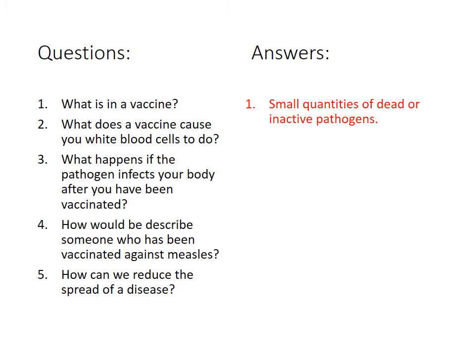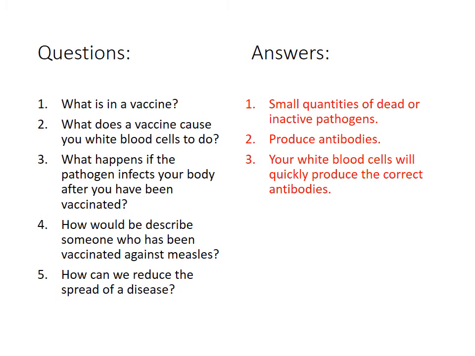So, what is in a vaccine? Small quantities of dead or inactive pathogens. What does a vaccine cause your white blood cells to do? You should have got the fact that it causes them to produce antibodies. It can also cause them to produce antitoxins, but antibodies are the main thing we're looking at. What happens if a pathogen infects your body after you've been vaccinated? Your memory white blood cells will be able to quickly produce the correct antibody and lead to the destruction of that pathogen so that you don't get ill.